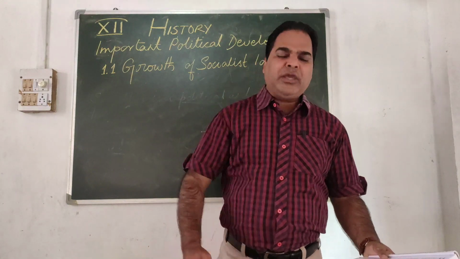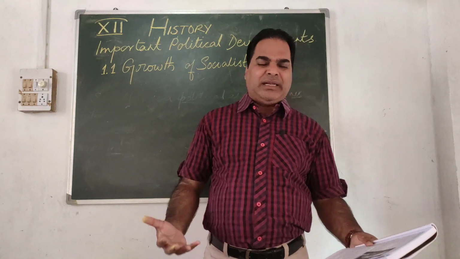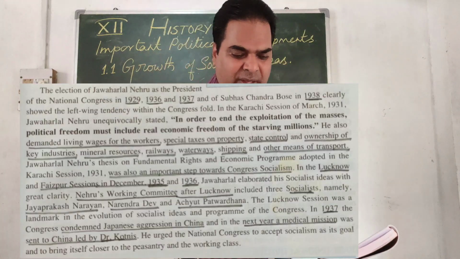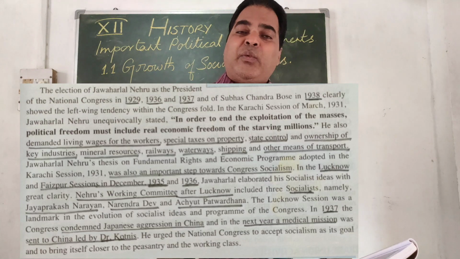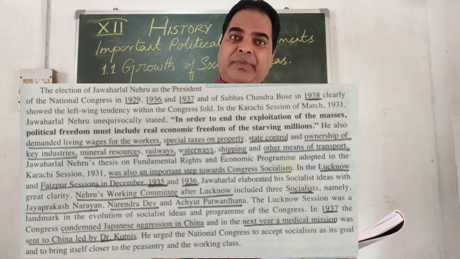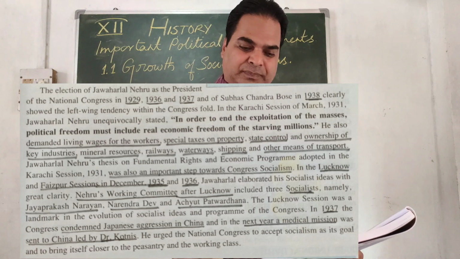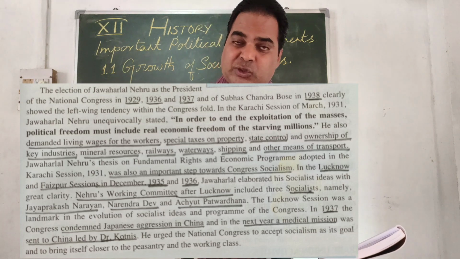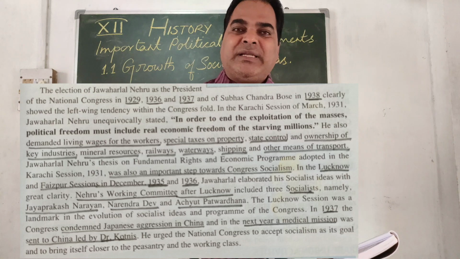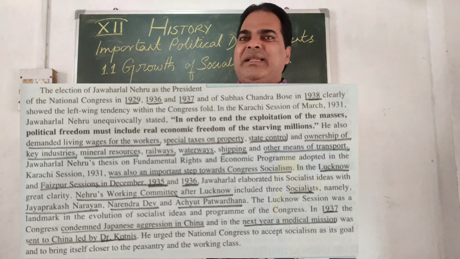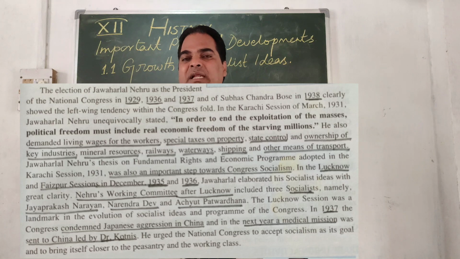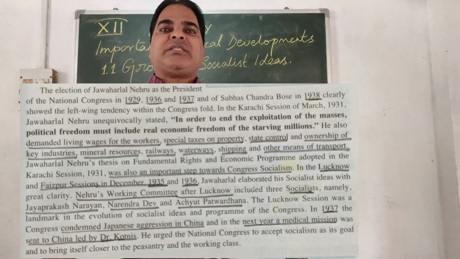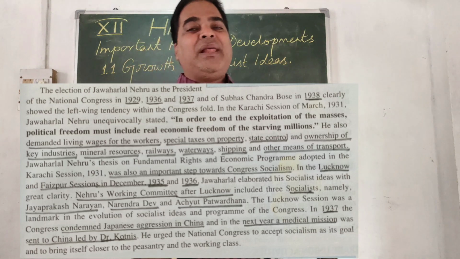Now, in that Karachi session, he also demanded living wages. Mineral resources, railways, waterways, shipping, and other means of transport should be controlled by the state. So states should have full control over the important industries. Why is it so? Because if the important industries are controlled and managed by the state, then the government can give employment to a large number of people. A large number of people can get employment in the public sector.